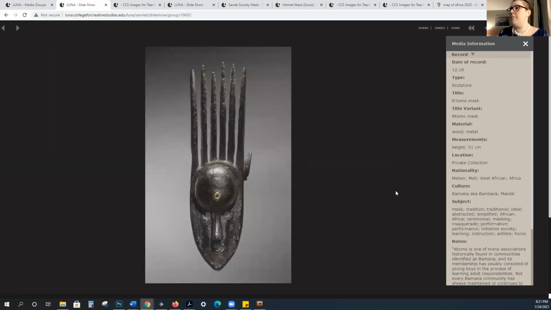So I'm going to talk next about Ntomo, and this is a society. Similar to the way that the Sande is a society, the Ntomo is for the transition from childhood to adulthood, and this is for boys only. Again, it's quite similar to the Sande society. The boys who are pre-puberty, roughly ages 7 to 12, this association, Ntomo, meets every 4 to 7 years with a new group of boys.